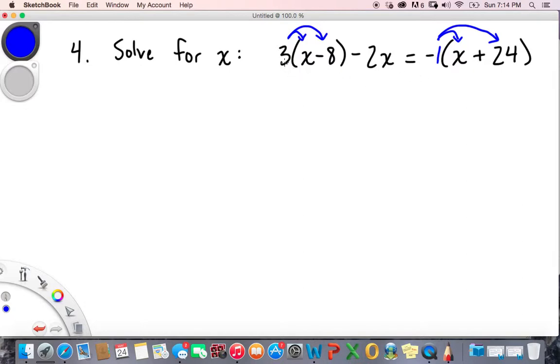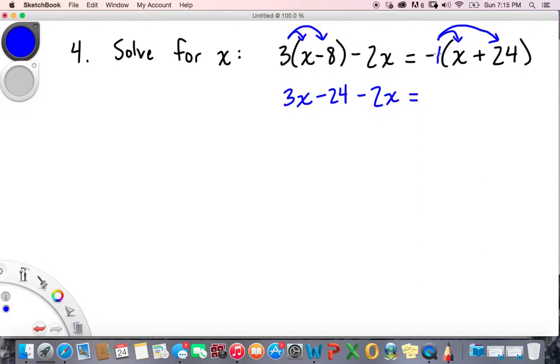So let's go back over here first. 3 times x gives us 3x. 3 times negative 8 gives us, a positive times a negative, that's going to be a negative 24. 3 times 8 is 24. Then we're going to bring down the minus 2x. Again, I don't multiply this by the 3 because it is not inside the parentheses. It's not part of that quantity we're multiplying.